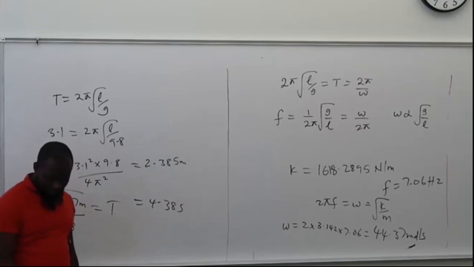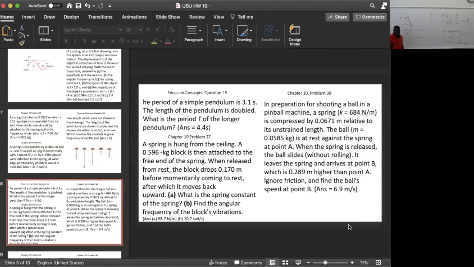So I'm going to share again. 4.4 seconds, correct. The next problem, chapter 10, problem 27 says, a spring is hung from the ceiling. A 0.596 kilogram block is then attached to the free end of the spring. When released from rest, the block drops a distance before momentarily coming to rest, after which it moves back upward, oscillating. What is the spring constant? This problem, the first way is to do the conservation of energy.